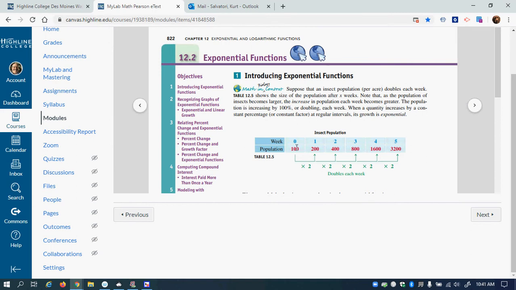If we look at the table, we see that here's week 0, there is 100 bugs. Then after week 1, it's doubled, so now we have 200. And then the second week, it doubles again, it's 400, and it keeps going like that. It keeps multiplying by 2.